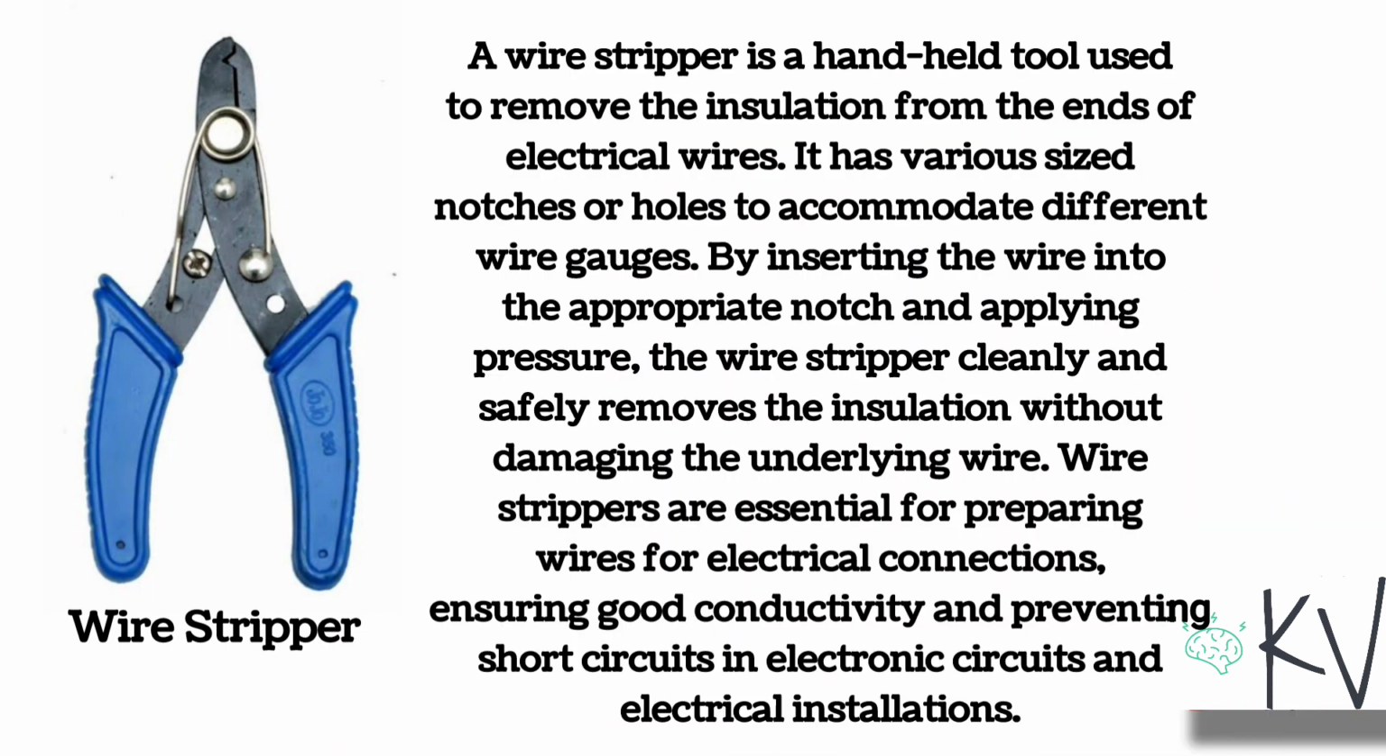A wire stripper is a handheld tool used to remove the insulation from the ends of electrical wires. It has various sized notches or holes to accommodate different wire gauges. By inserting the wire into the appropriate notch and applying pressure, the wire stripper cleanly and safely removes the insulation without damaging the underlying wire.